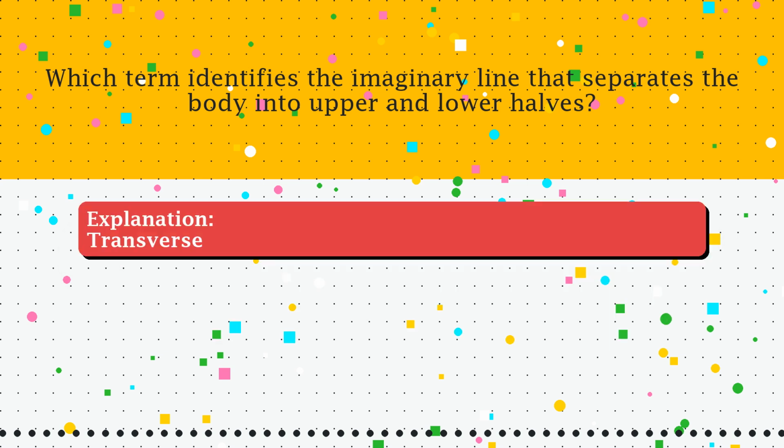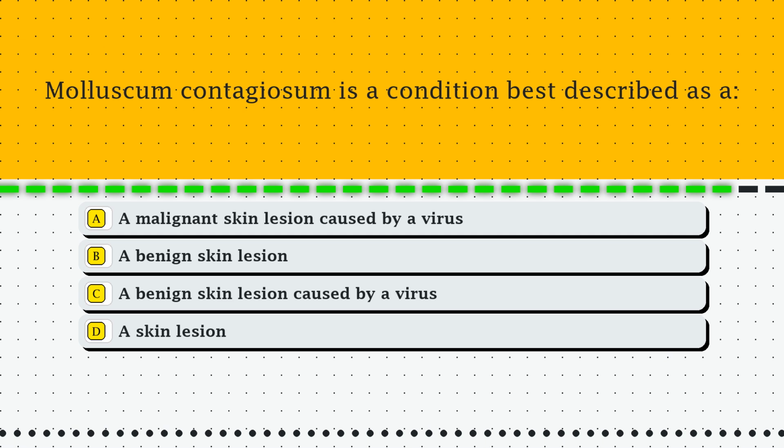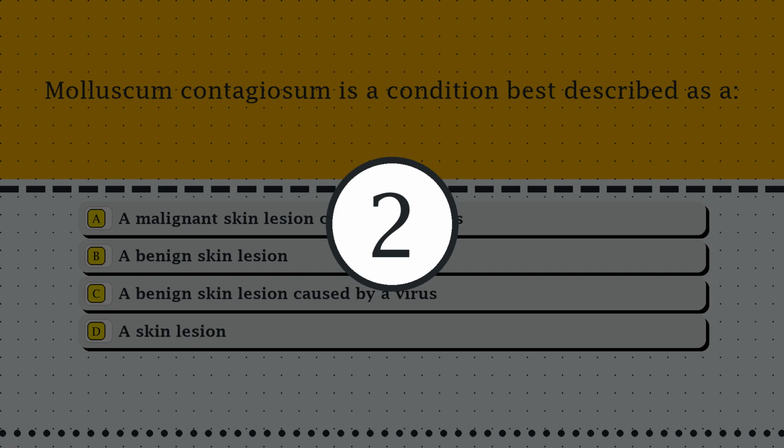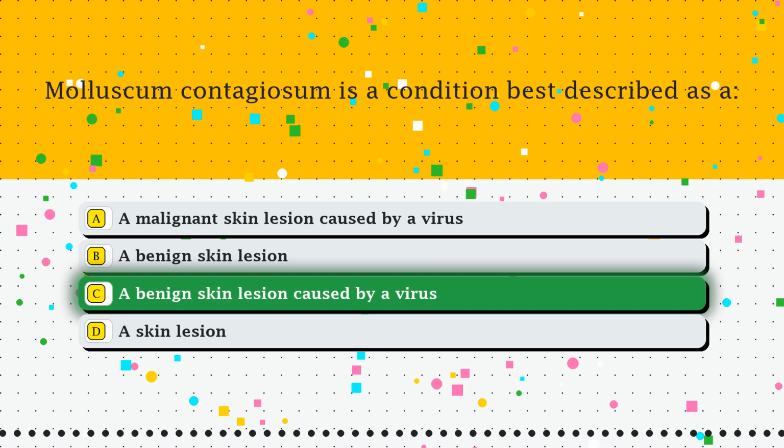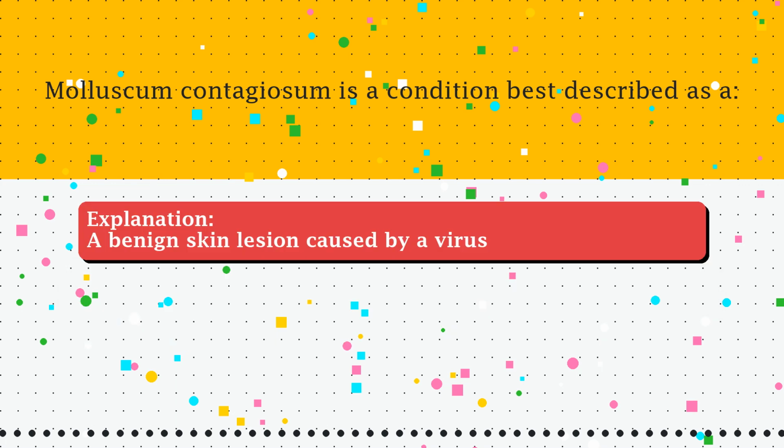Transverse. Question 144. Molluscum contagiosum is a condition best described as: Option A, a malignant skin lesion caused by a virus. Option B, a benign skin lesion. Option C, a benign skin lesion caused by a virus. Option D, a skin lesion. The correct answer is option C, a benign skin lesion caused by a virus.